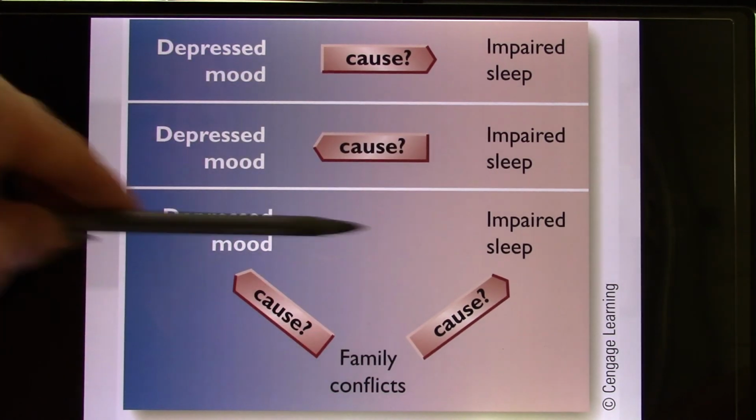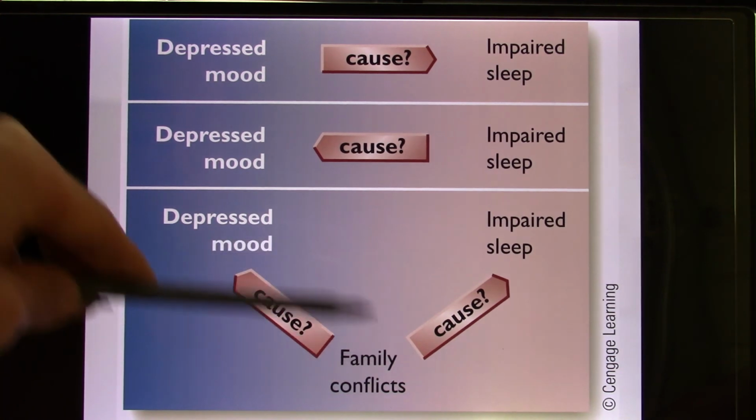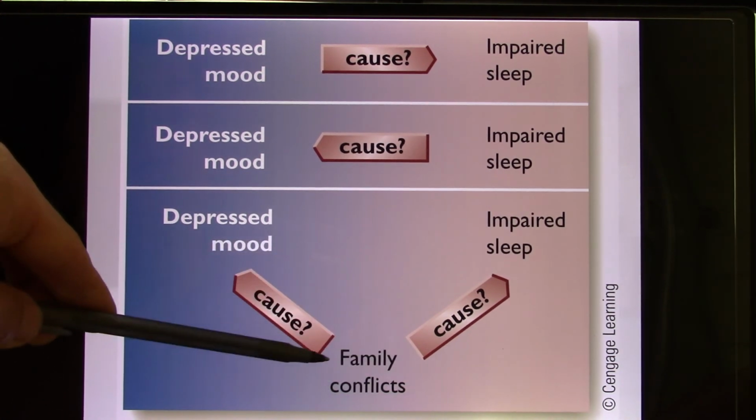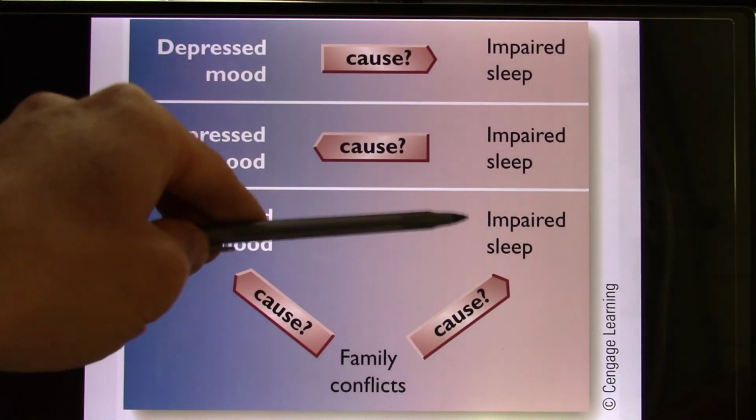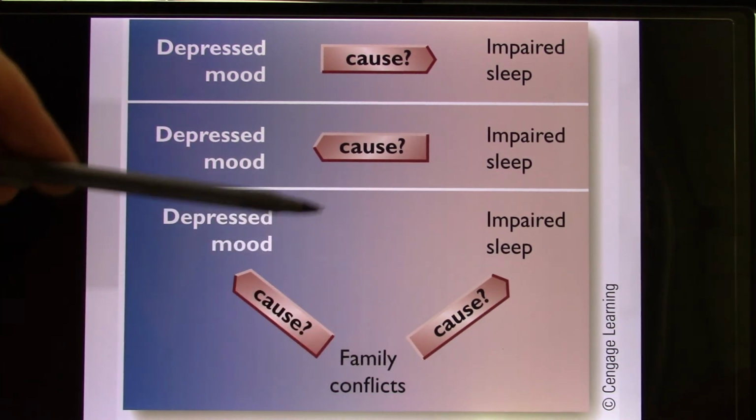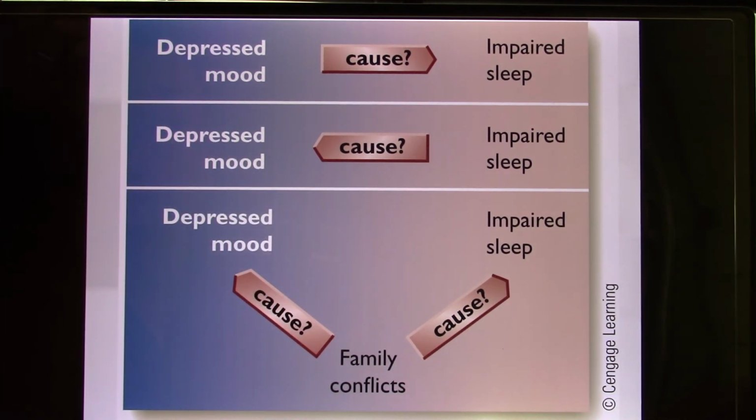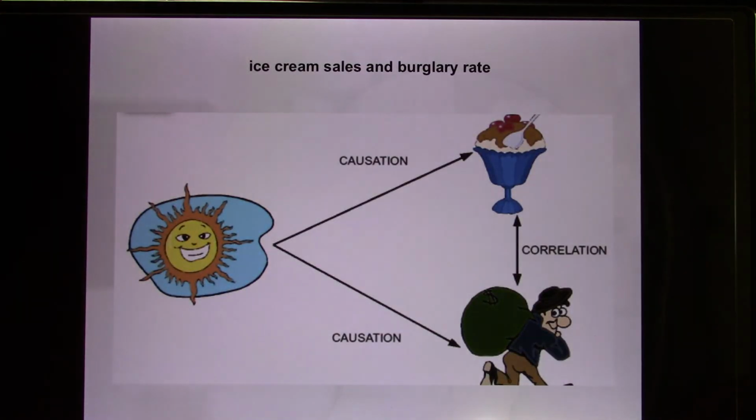Or it can be caused by something else, right? It could be some family conflicts. It causes depression, and causes impaired sleep as well. So it's caused by something else. And that's why you need to be careful when you interpret correlational study data.